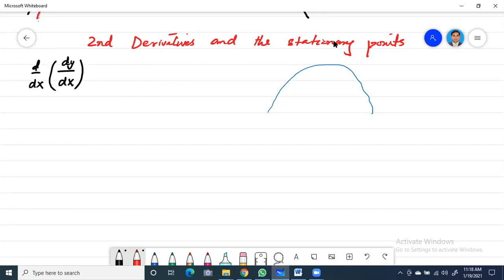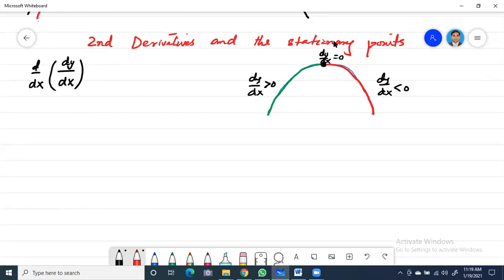One more derivative we will take of dy by dx. As here in these types of curves, this is the stationary point. Before the stationary point, this is positive, and this is the stationary point. Then after the stationary point, gradient is negative, rate of change is negative. As dy divided by dx here is positive, then here dy by dx is 0, and here dy by dx will be negative.